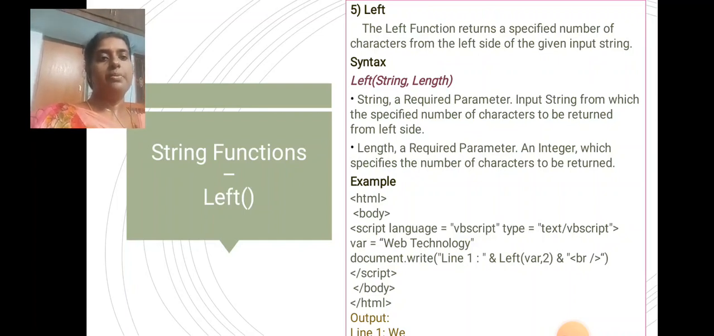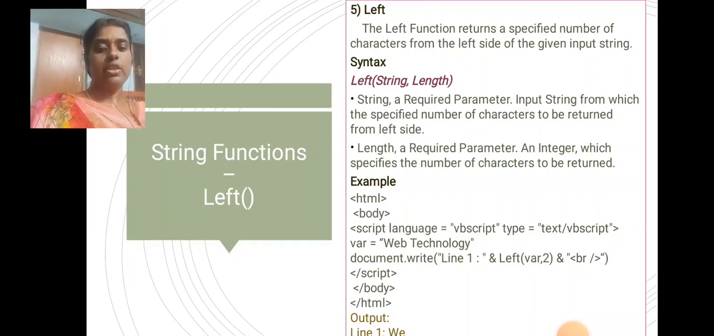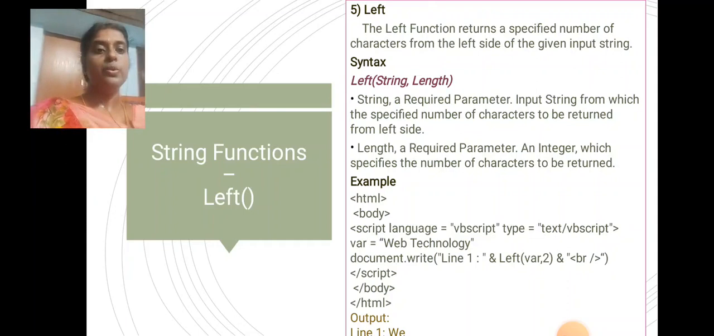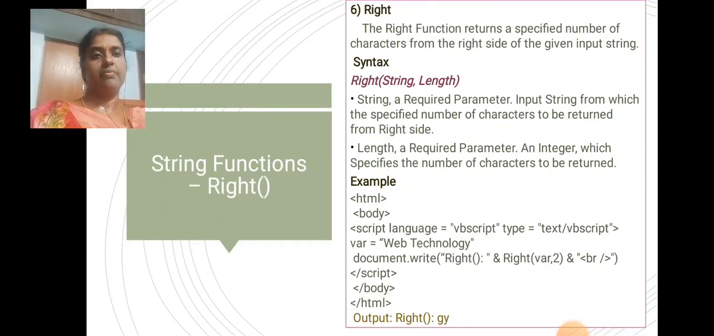Here in my program the variable holds the value web technology, and I am going to retrieve from it using the left method: left(var, 2). From the variable var, which holds the value web technology, it is going to retrieve the two characters from the left-hand side. So the first two characters are WE, and that is the result of this left method.